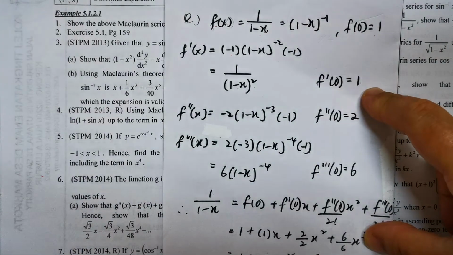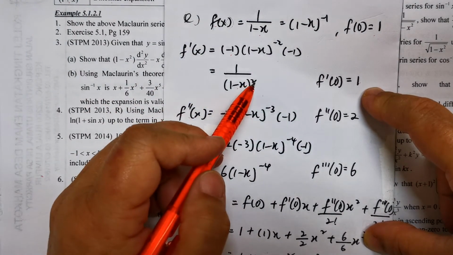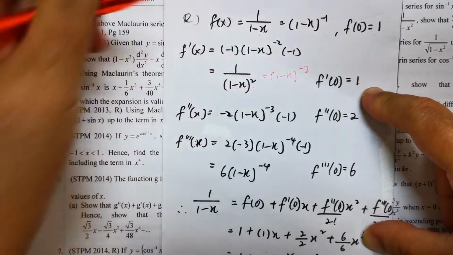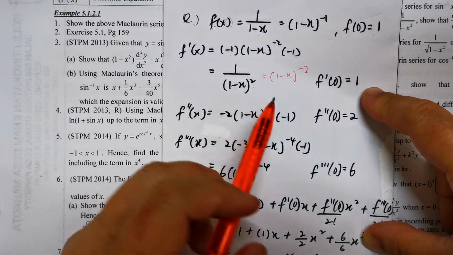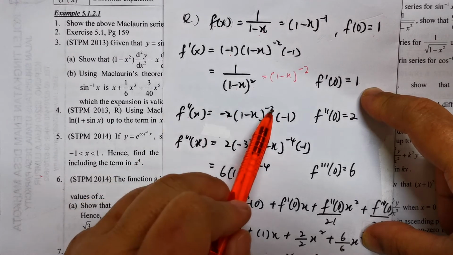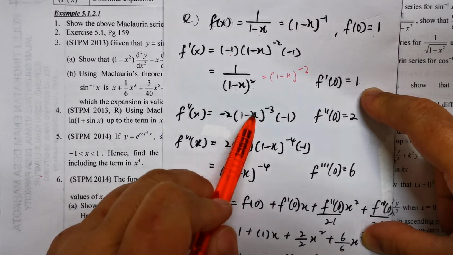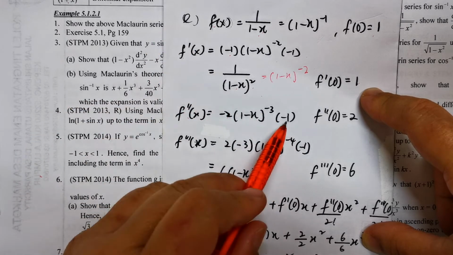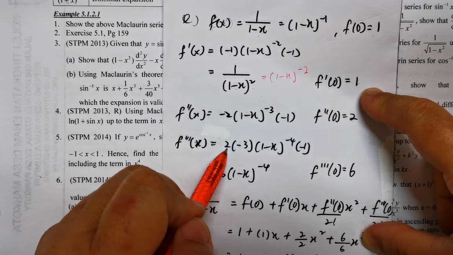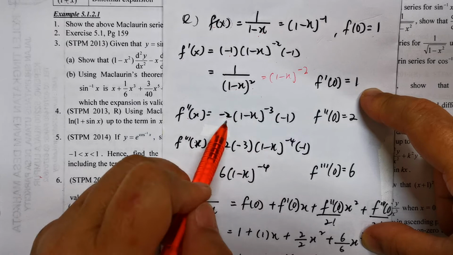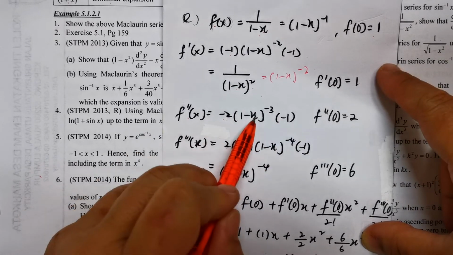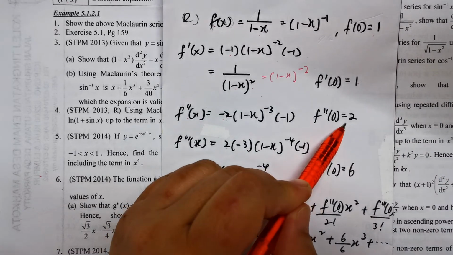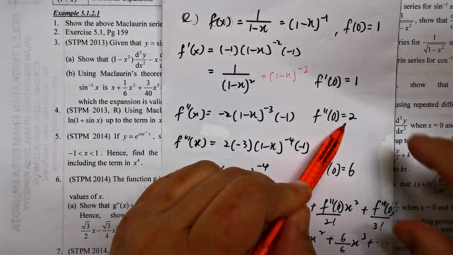Alright, so second derivative, so this is actually (1 minus x) power negative 2. So differentiate, index in front, index minus 1. Again, differentiate inside the bracket is negative 1. So negative 1, negative 2, positive 2. So sub 0 in, 1 now, so positive 2. So your second derivative f''(0) is 2.